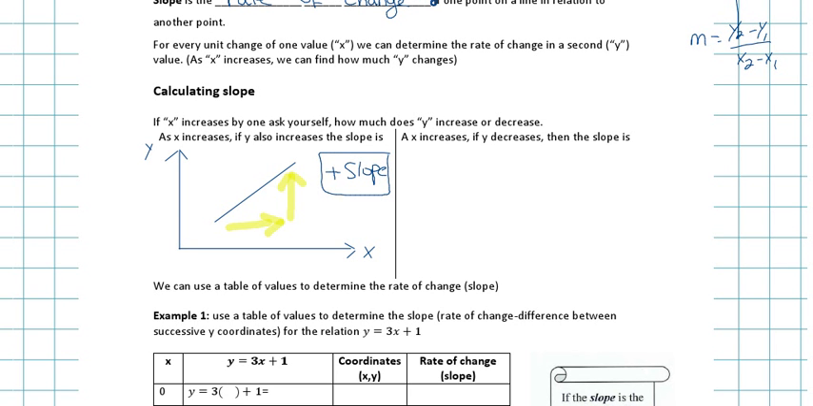Now, as x is increasing, y is decreasing. Do you see that? So x is increasing, y is decreasing. What kind of slope do I have? Declining one, so the slope would be negative.